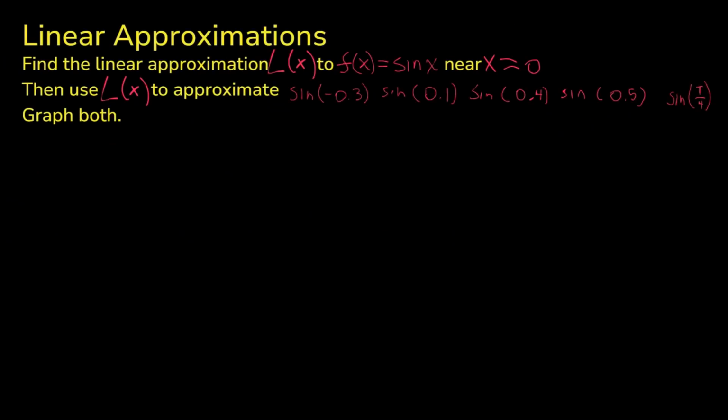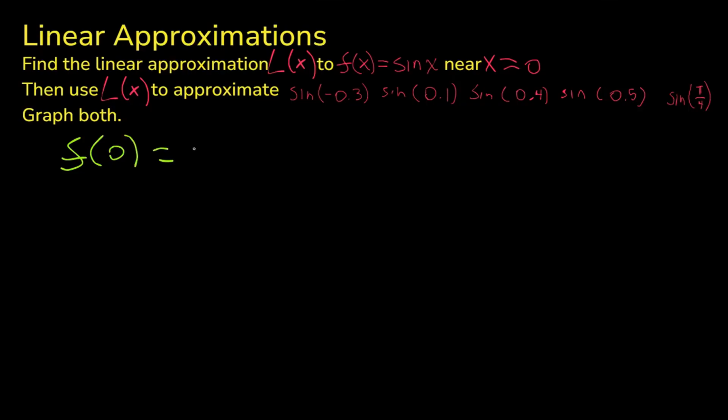Let's look at an example. We want to find the linear approximation L of x to f of x equals sine x near x equals 0, then use L of x to approximate sine of negative 0.3, sine of 0.1, and so on. And then we want to graph the original function and its tangent line approximation on the same graph. So in this case, x equals 0 is the point of tangency. That's what's playing the role of c in our local linear approximation.